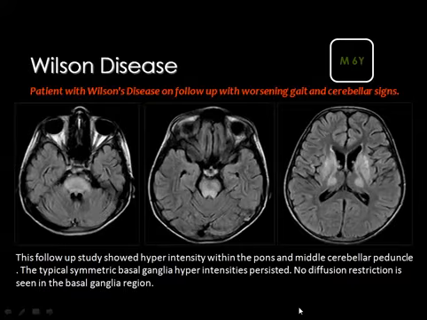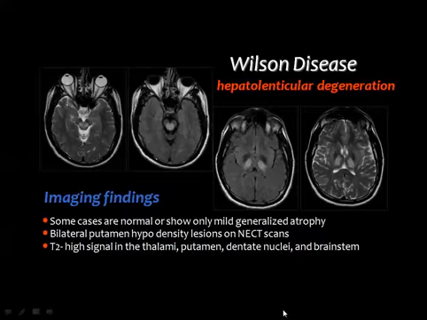And this patient is known to have Wilson disease on regular follow-up with worsening gait and the cerebellar signs. And this follow-up study shows diffuse affection of the brainstem together with affection of the basal ganglia. And these basal ganglia lesions will not show diffusion restriction.